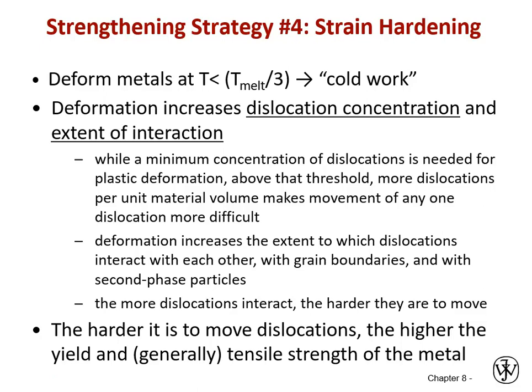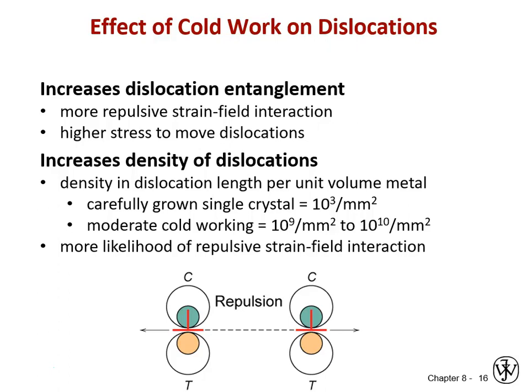We deform a material, we increase the number of dislocations per unit volume that are present, we increase the extent to which they are interacting with one another, and we increase the extent to which they're interacting with anything else that was in the material, like grain boundaries or solutes or dispersion particles. And the more they interact, the harder it is to move, and the higher the yield and tensile strength of the material. And again, this tensile strength being our ductile tensile strength that we saw in mechanical properties, our ultimate tensile.